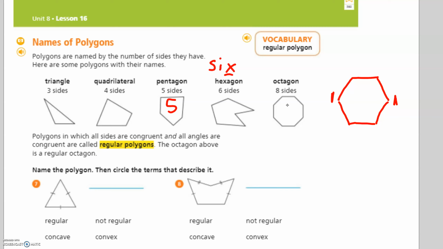Another figure that they are not showing here that you might hear about is a 10-sided figure. And a 10-sided figure is a decagon, and I cannot draw one very easily. Dec means 10. 10 years in a decade. Decagon has 10 sides.